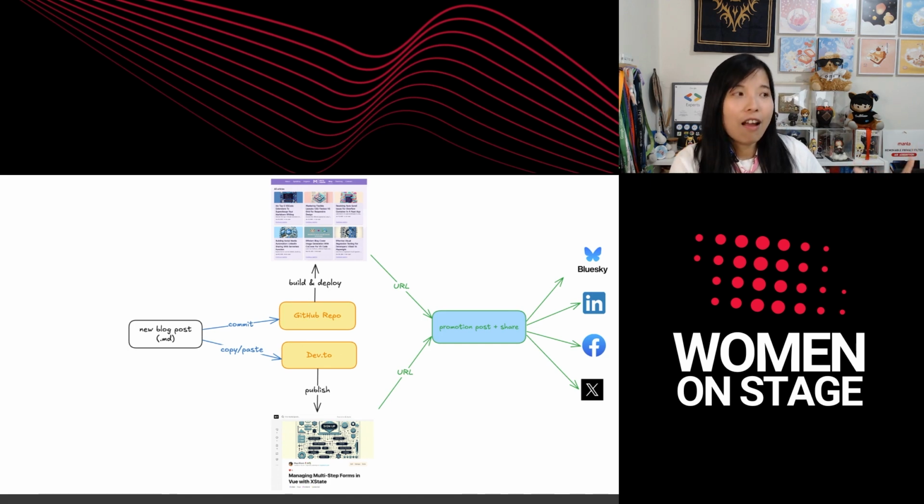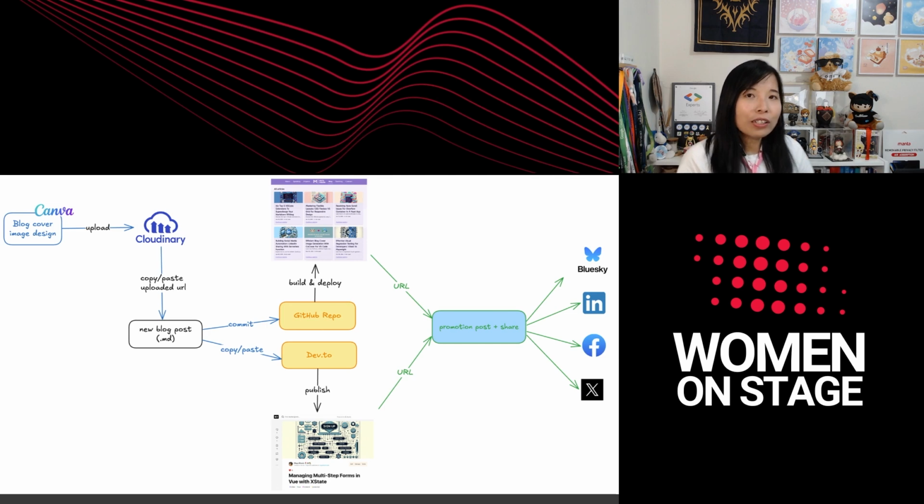But that's not it. During my writing, I also need a catchy cover image to make people attracted to my article, continue reading, and click on it. So I have to use Canva or other software to create a cover image according to my look and feel, upload it somewhere, because I'm going to use it on different platforms, and then copy and paste the URL back into my blog post before I publish it. So let's see how much time this whole process takes.